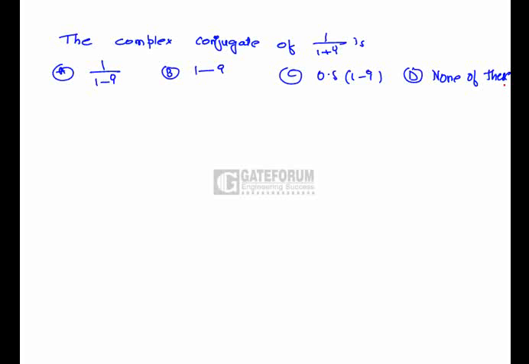To find the conjugate complex of the complex number 1 by 1 plus i. Now in order to find the conjugate complex, first we have to convert this into a plus ib form. In order to convert this into a plus ib form, we have to rationalize. So we'll rationalize the denominator. Its rationalizing factor is 1 minus i. So we'll multiply and divide the given complex number by 1 minus i.